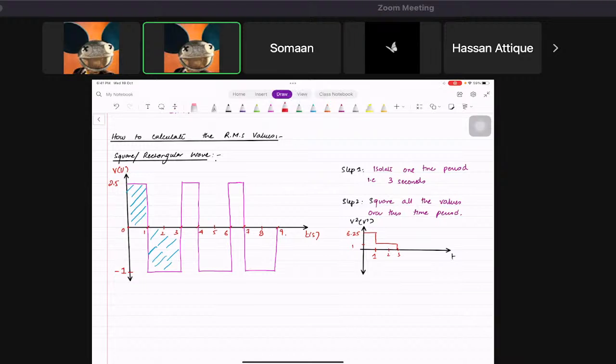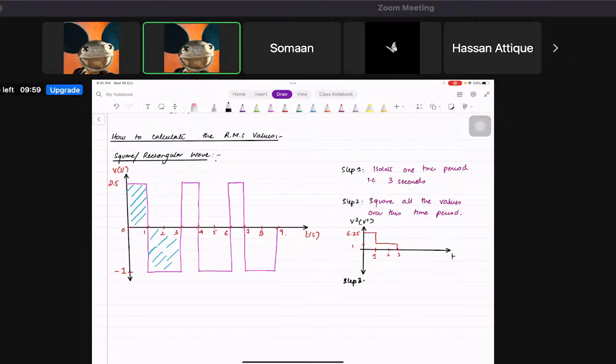Sir, we only square till 3 seconds, right? Yeah, just this time period, till one wave is there. Understood? Every value, whatever the change is. Do you understand? Okay, sir.